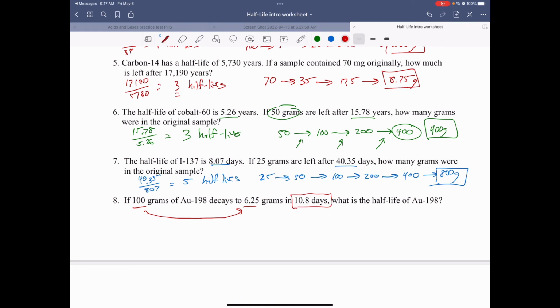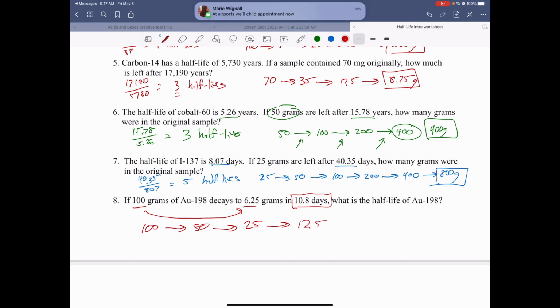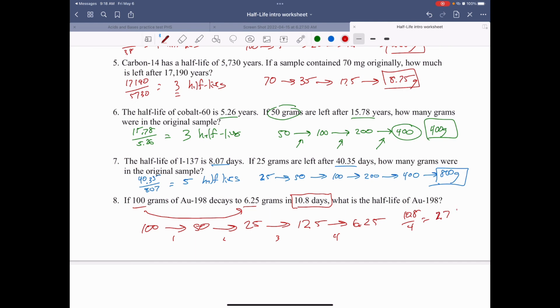So let's just figure out how many times we have to divide by 2 to get from 100 to 6.25. So 100, first half-life goes to 50, second half-life goes to 25, next half-life goes to 12.5, and the next half-life goes to 6.25. Okay, so 1, 2, 3, 4. There are 4 half-lives that have passed. If 4 half-lives have passed in 10.8 days, that means that each half-life must have been, oh geez, what is that, 2.7? 2.7 days? Yep.